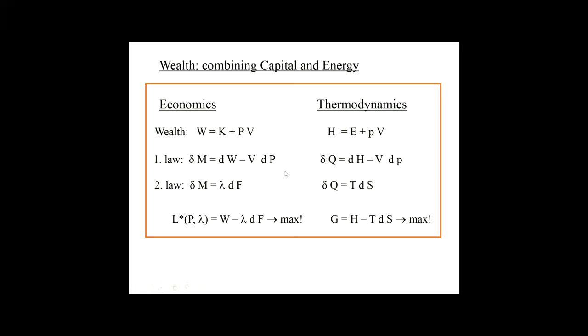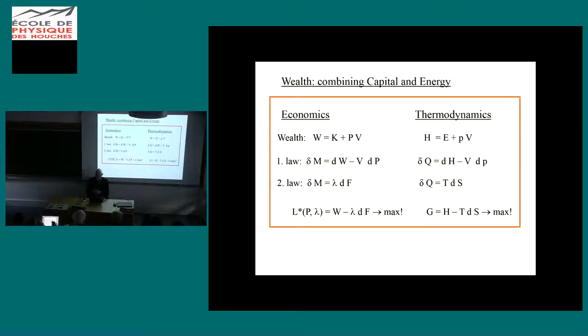Let me now finish and ask, how does energy come into this? We do this in thermodynamics by using the enthalpy, H equals U plus P times V. Here we would have the wealth equals capital plus price times volume. And this is the price of energy times the volume of energy. And then the Q is the H minus VdP. This would then be the same corresponding term. The entropy stays the same.